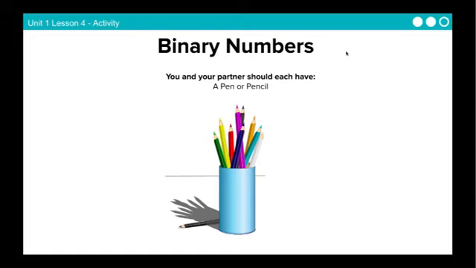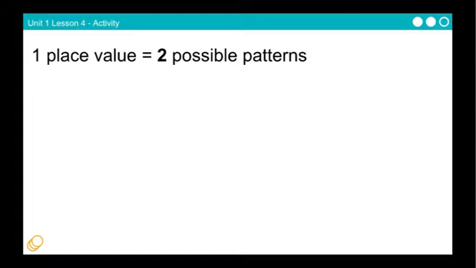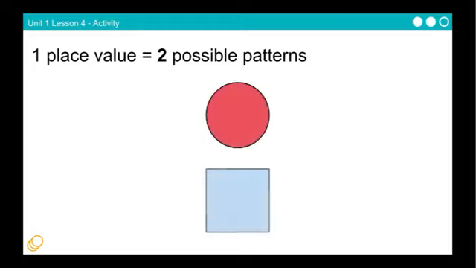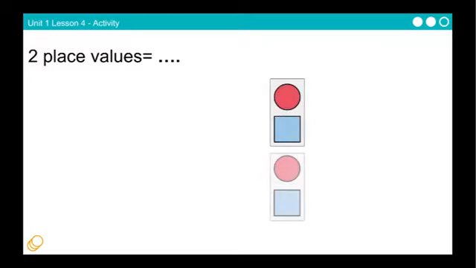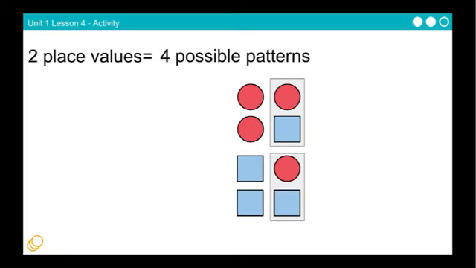Okay, so today we are going to explore how binary numbers work. With only one place value, we only have two possible patterns, circle or square. I started with circle, but we could have easily started with a square instead. With two place values, we can make two sets of patterns. Then insert circles in front of the first set and squares in front of the second set. This makes 4 possible patterns.